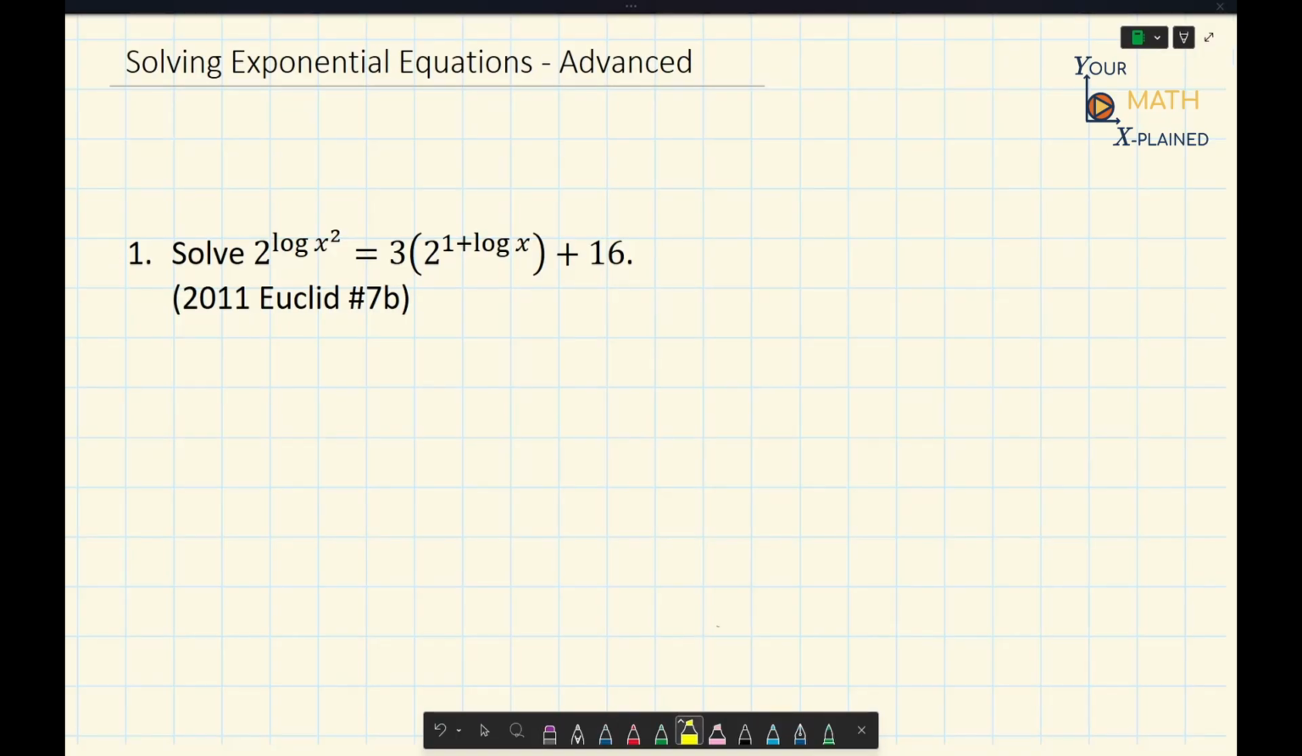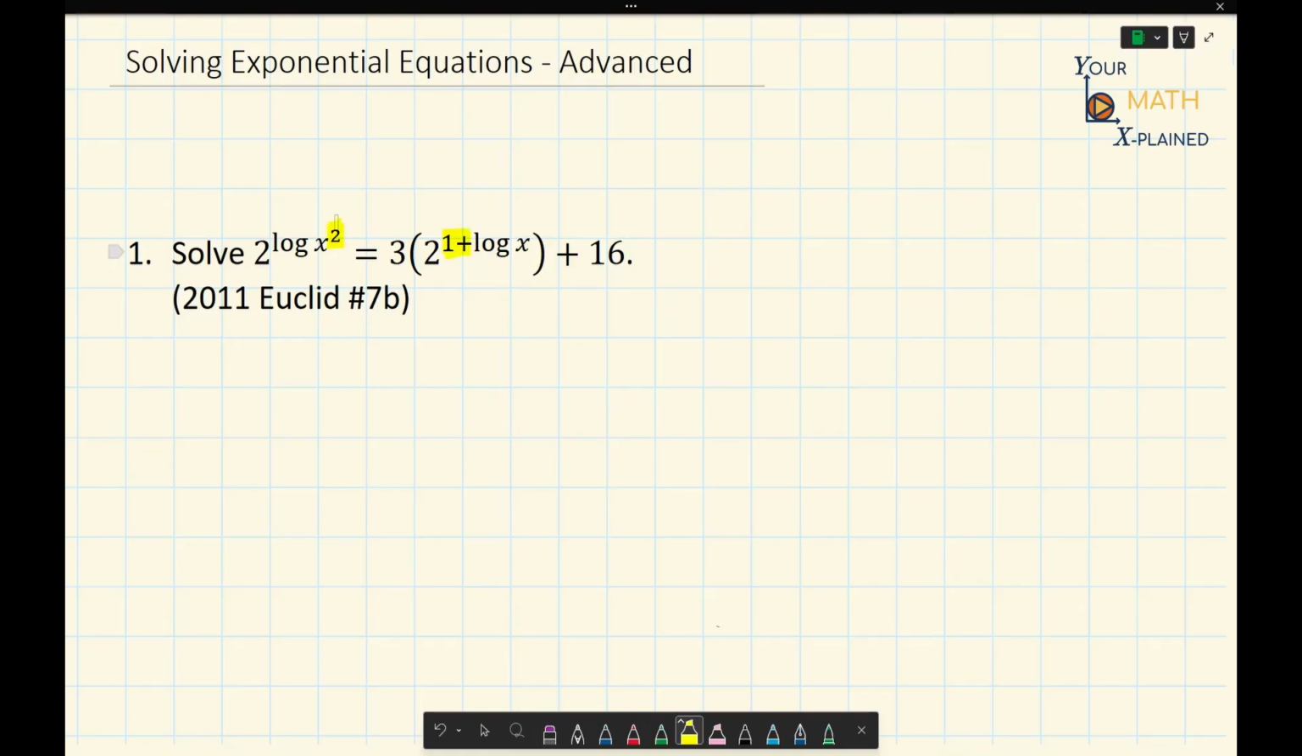So the trick to a lot of these contest problems is pattern recognition. And in this particular problem, what you're going to notice is that the term 2 to the power of log x appears multiple times in some sort of variation. The only difference is on the left-hand side, we have a squared on top of the x. And then on the right-hand side, we have this extra plus 1.